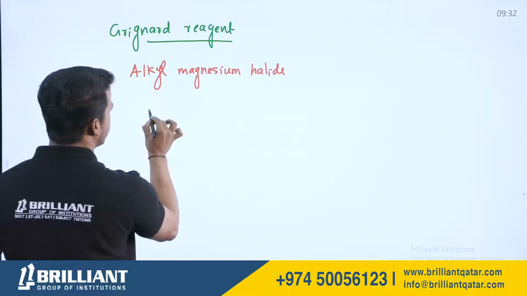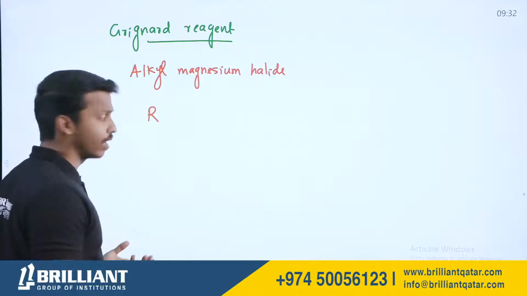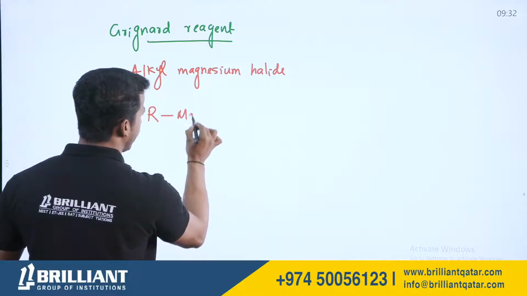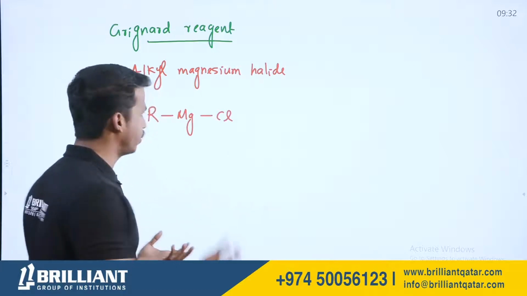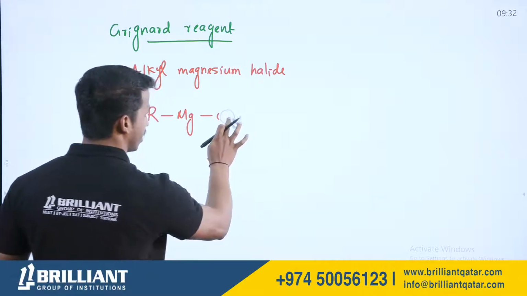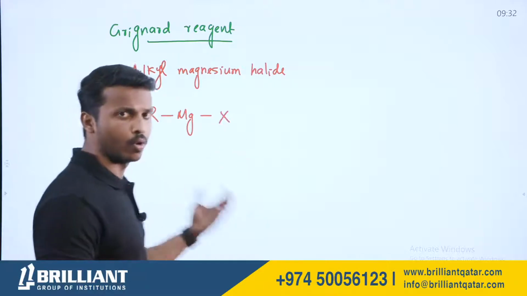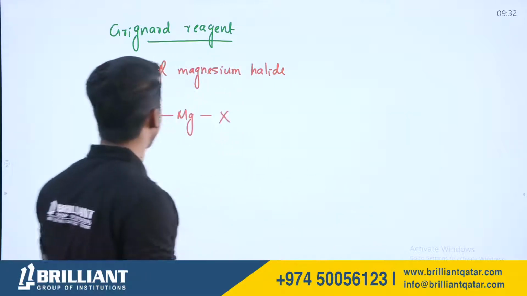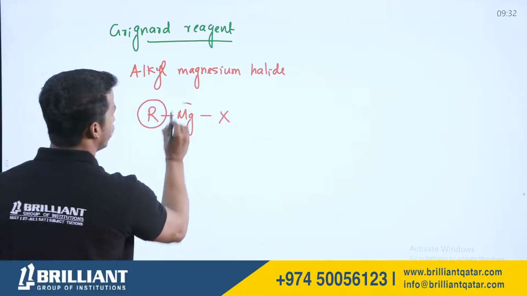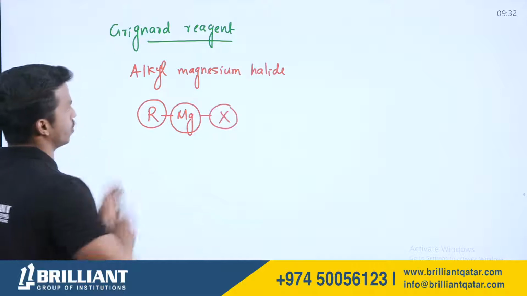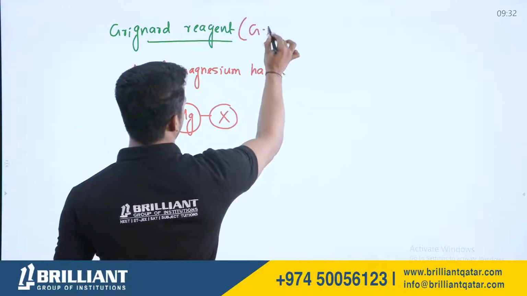You know, alkyl groups are expressed by R: methyl, ethyl, propyl, any alkyl group, with magnesium as the metal and then chlorine, any halogen. For general expression, the general symbol for halogen is X. X can be chlorine, bromine, iodine, everything. So RMgX, alkyl magnesium halide, altogether is called Grignard reagent.